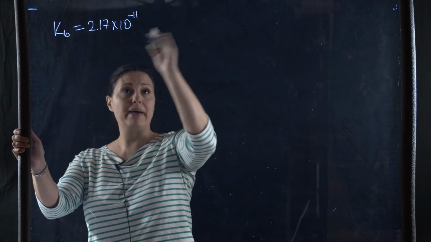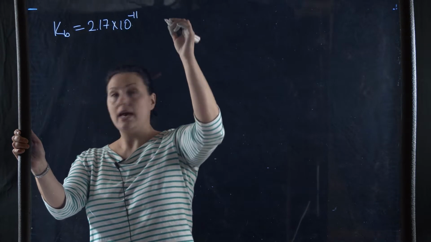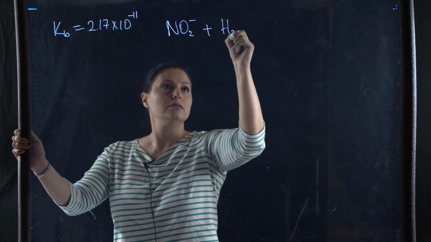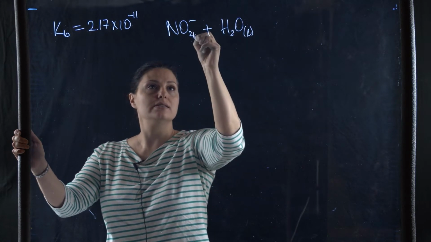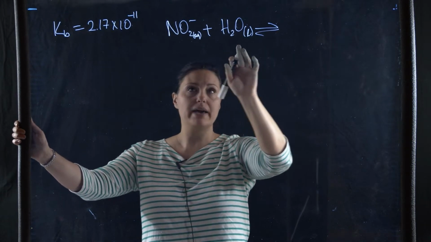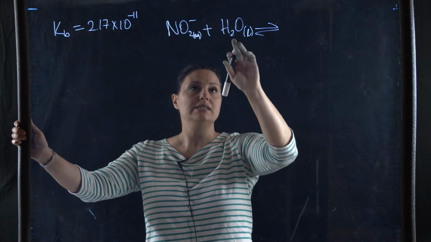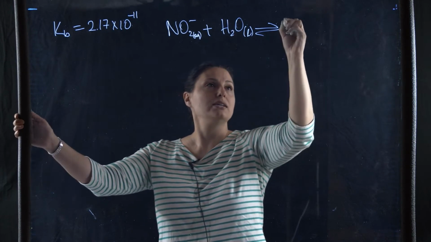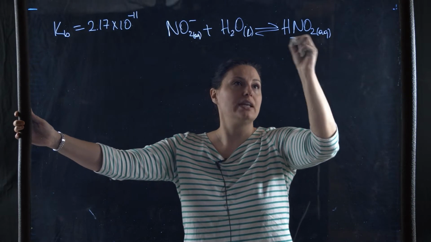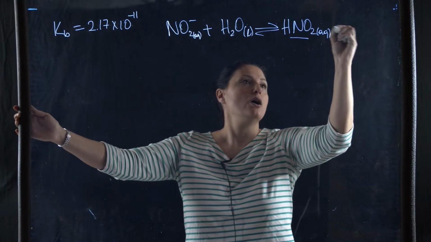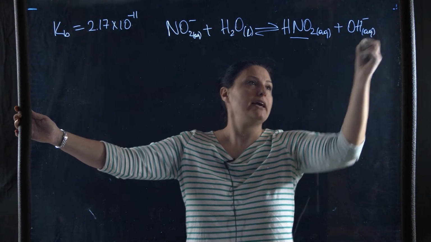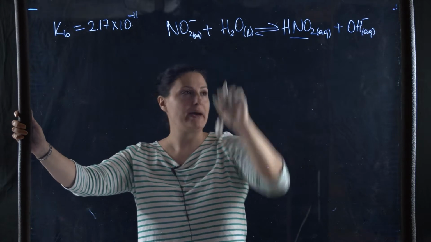Well, we know that this is a base. It's telling us it's a base. And NO2 minus in water, and remember this is liquid and this is aqueous, should give us, because this is acting as a base, it's given us the Kb. That means that it's going to strip off a proton, give us HNO2 aqueous, the conjugate acid of that base, plus the OH minus aqueous. This is a conjugate base of my acid.